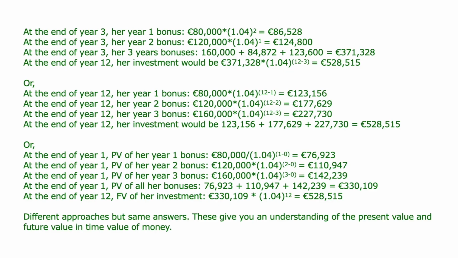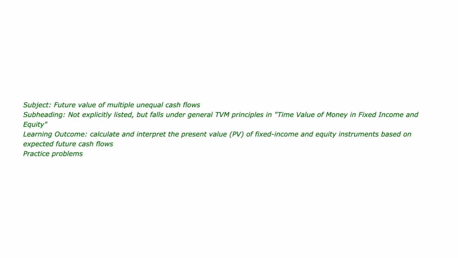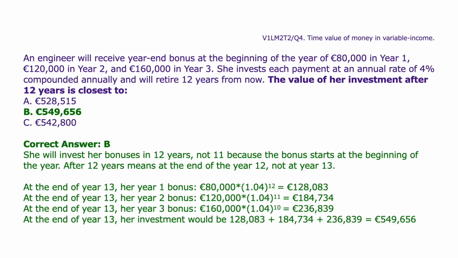Different approaches give the understanding of time value of money. This is the same scenario with a different question. The bonus starts at the beginning of year 1, T equals 0, until she withdraws at her retirement, the end of year 12. It will be 12 periods.